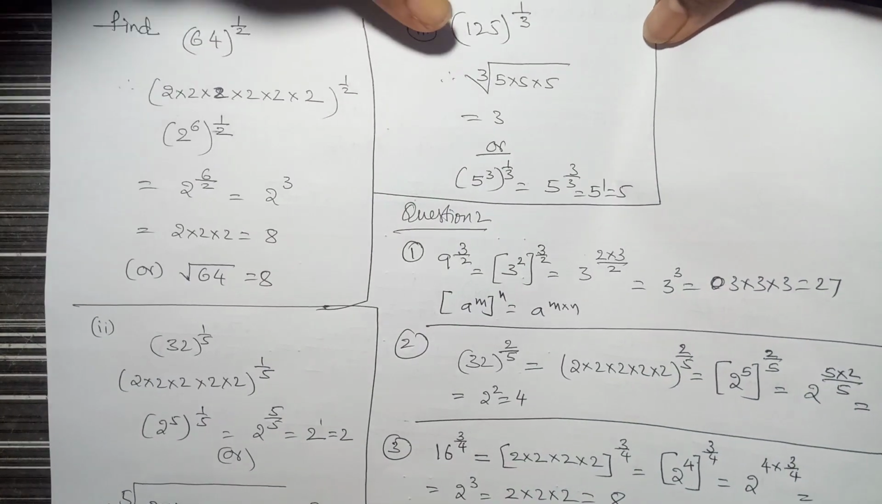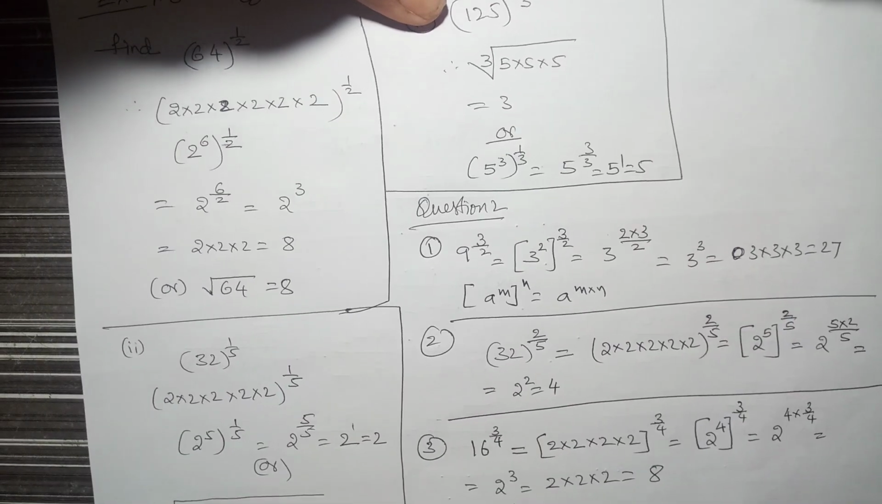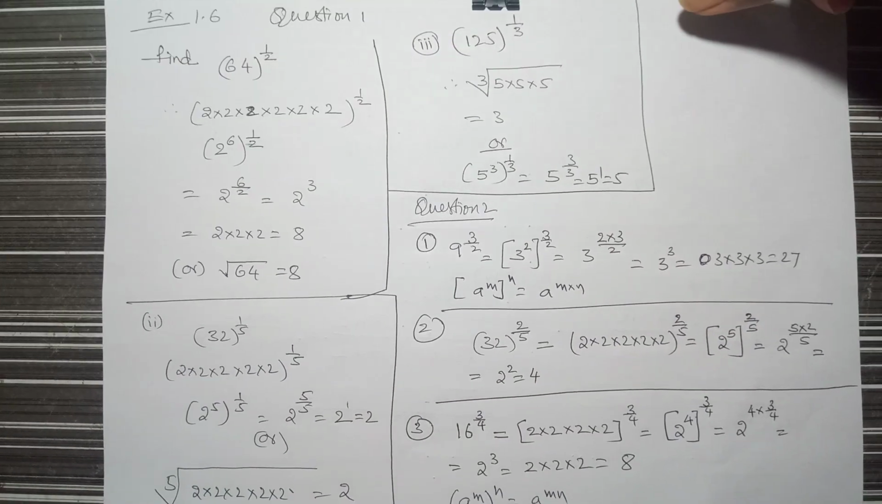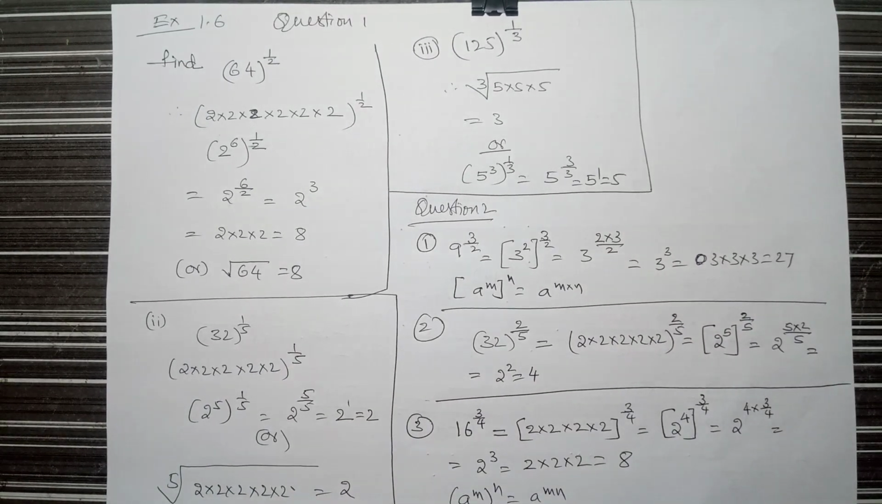Now we are going to start the 6th exercise, just based on exponents and powers. Question number 1, 64 whole power 1 by 3. So 64 can be written as 2 times 2 is 4, 4 times 2 is 8, 8 times 2 is 16, 16 times 2 is 32, 32 times 2 is 64, so 2 power 6.